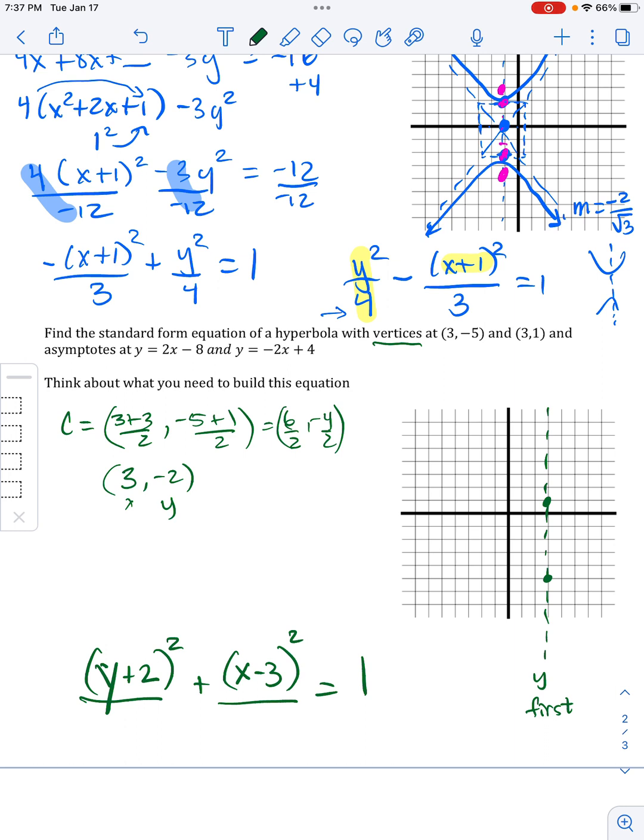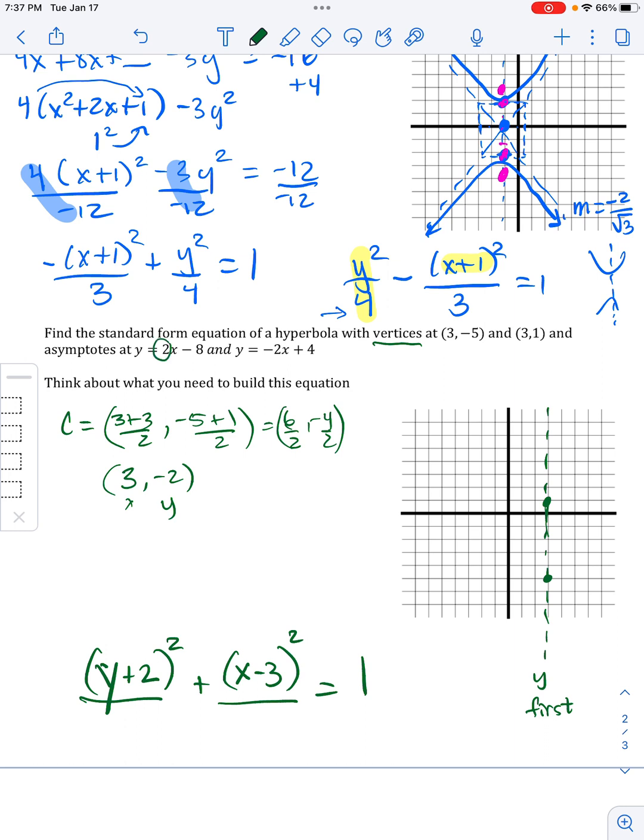Keeping in mind, it doesn't matter which one's bigger. I just have to kind of figure out where I'm going. So since this is the transverse axis vertically, I'm going up and then over. And so whatever I'm doing going up is going to be under the y, if that makes sense to you.